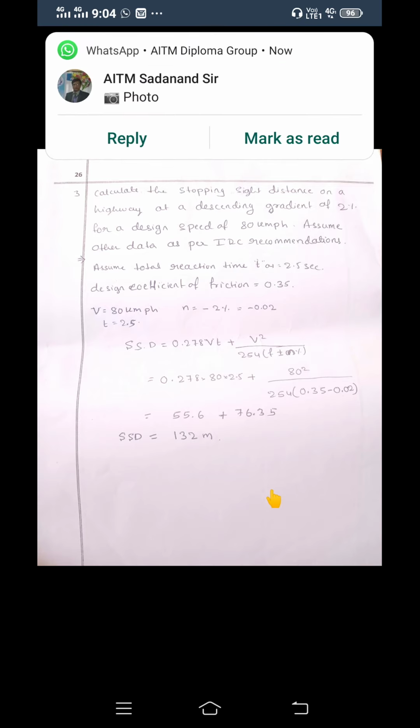In the theory, we have studied the factors which affect the stopping sight distance, and the gradient is also one of them. In the gradient, there is an upward gradient and a downward gradient. When the gradient is downward, usually the speed will be more, and more speed means it requires more distance to stop the vehicle, isn't it? So it has been taken as minus.